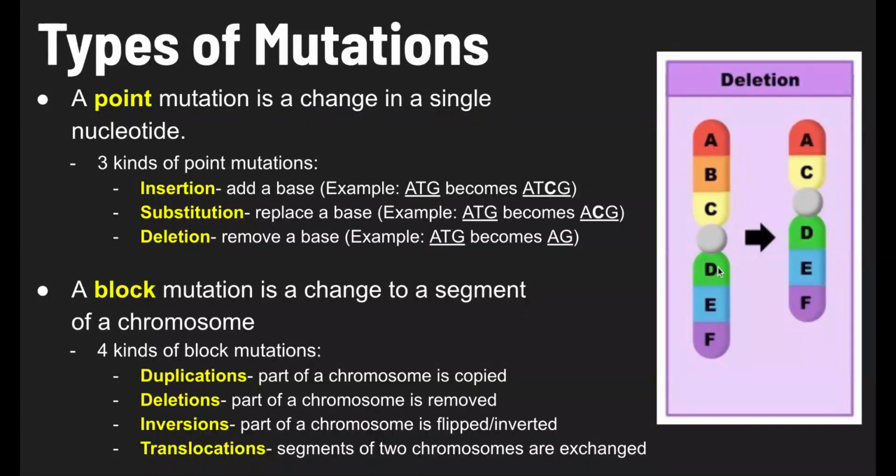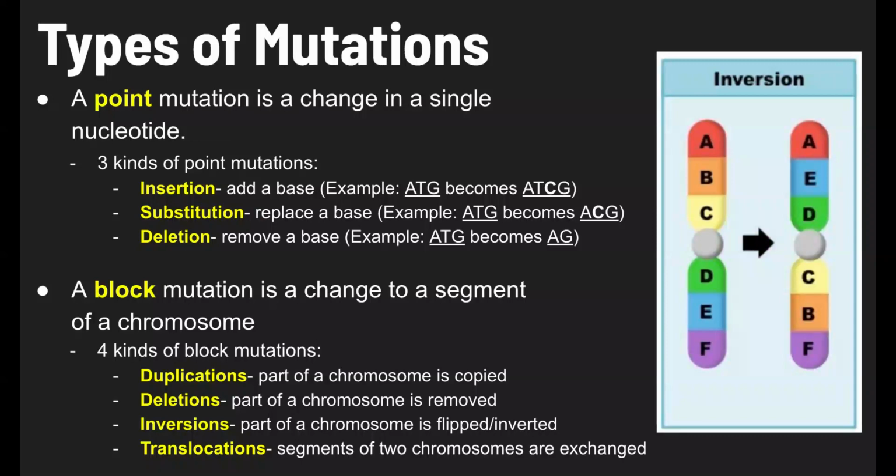What about a deletion? A deletion is where a part of a chromosome is removed. So here's that original chromosome I started with on the left. Notice I have the segment B, but after a deletion, that whole segment is removed. So now the entire section of that chromosome is gone.